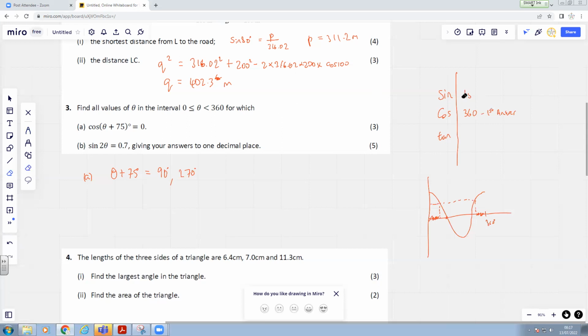And that's why I just remember a table of values like this. Now, the equivalent for sine is 180 minus first answer. And tan is 180 plus first answer. Yeah, and that's just thanks to the symmetry on the diagrams. You might use CAST for this. That's absolutely fine as well.